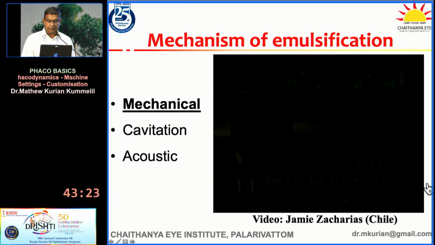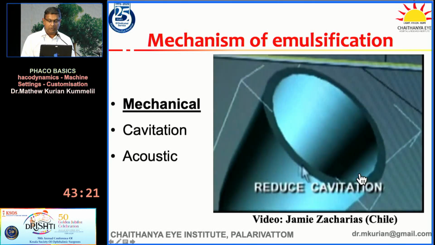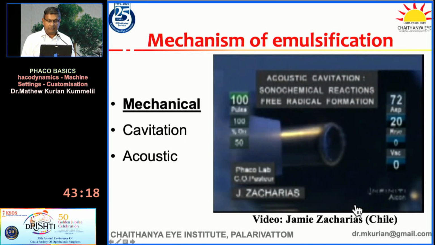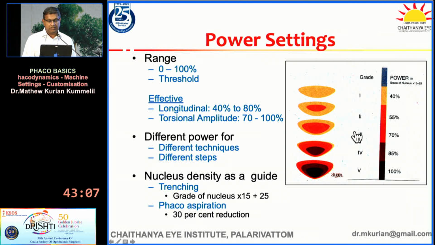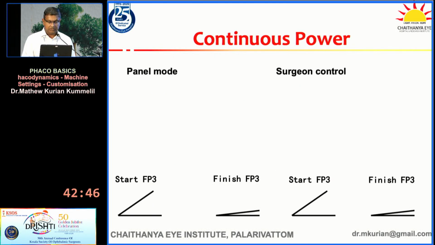So this was actually a landmark concept because we wanted to maximize the mechanical jackhammer effect and reduce the cavitation, because cavitation is what causes the free bubbles, the free radical formation and damage to the endothelium. Power settings range from 0 to 100 in the older machines, and in today's machines we have a method of being able to start from a threshold and then move to higher. And there are fairly reliable guides on how much power to use for trenching, which is slightly more, and for the nucleus emulsification it's slightly less.